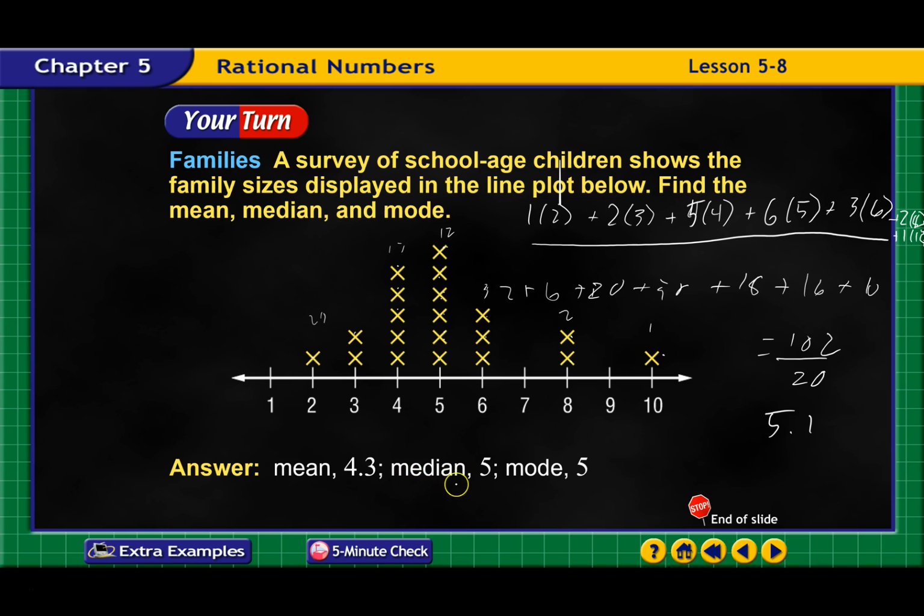So the median score is 5. So there's 20 things, so we need to find the 10th one. So 1, 2, 3, 4, 5, 6, 7, 8, 9, 10. So those would be those two. So that's why 5 is the median. And the one that happens most often is 5. So there's your mode.